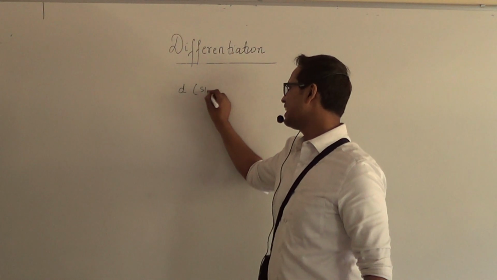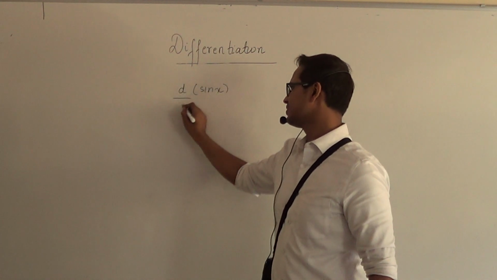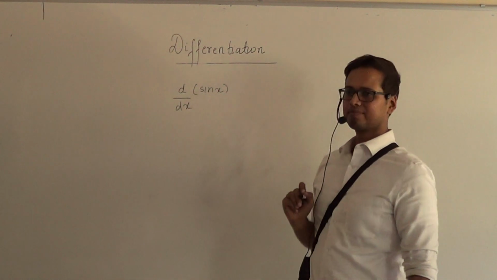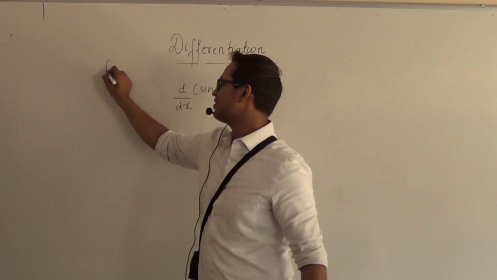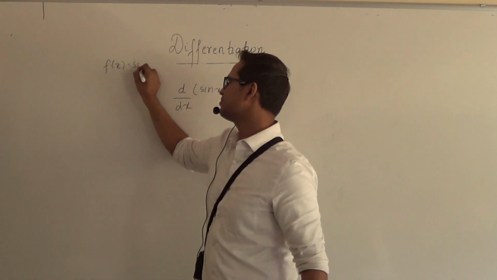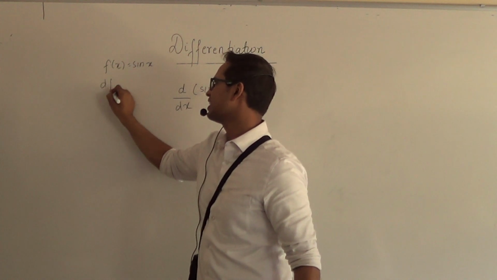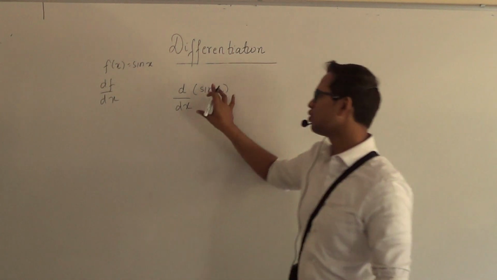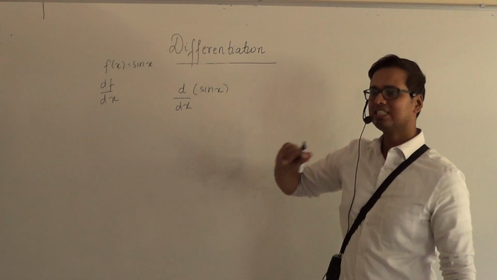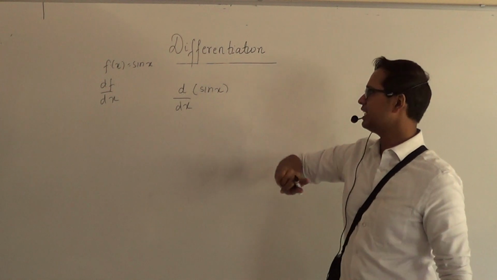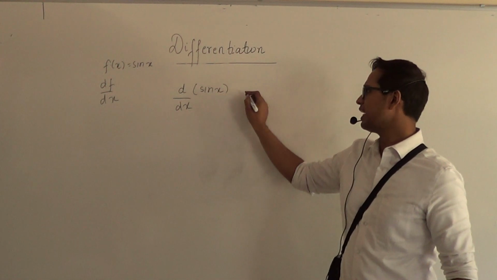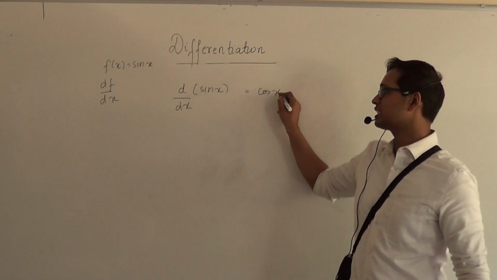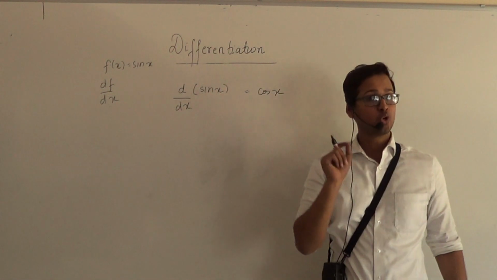Prove that the derivative of sin x is the same way of saying f of x is sin x, find df by dx. It's the same thing, okay? I've just written it in a more crude way. Prove that the derivative of sin x with respect to x is cos x. Okay, fine. Simple. Geometrically.